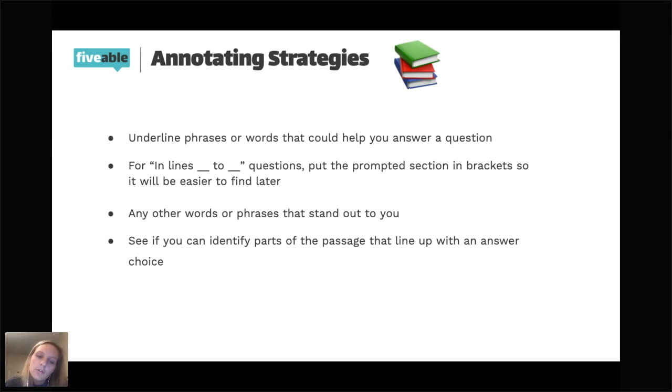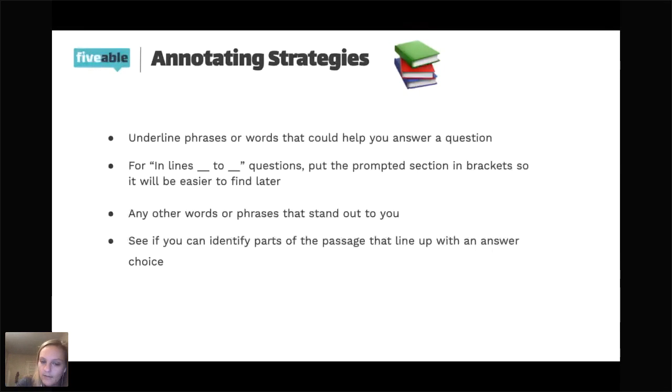Underline any other words or phrases that stand out to you. If you find a literary device, like a simile or a metaphor, or a really good example of juxtaposition or an allegory or something like that, underline it, because there's probably going to be a question about lit devices somewhere in the exam. So it's really important to make a note of, hey, that's a simile, or hey, that's personification, because it may pop up in a question later.